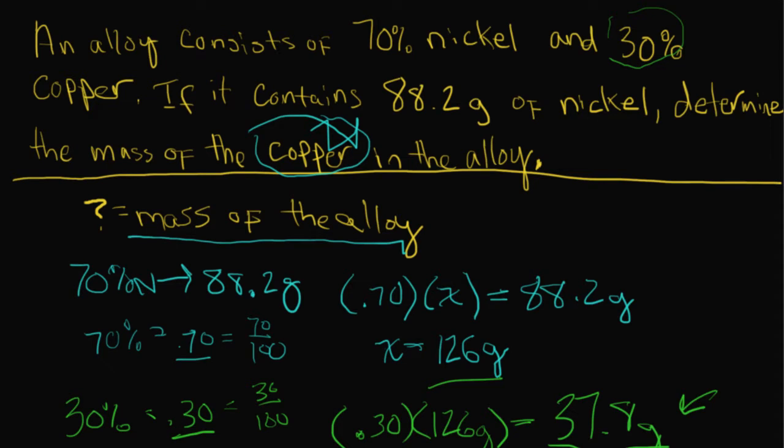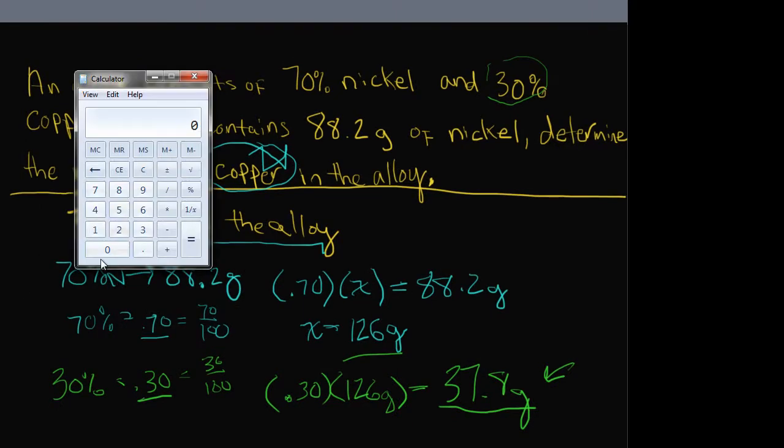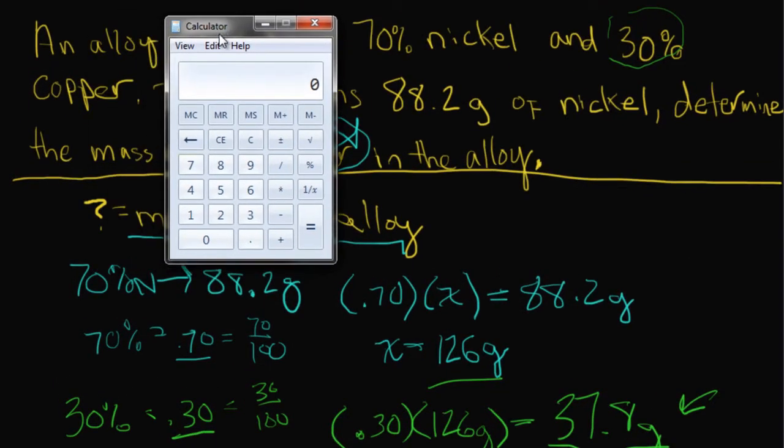Okay, so before we finish, let's do a check. Really, if you think about it, 88.2 plus 37.8 should equal 126, because it's 70 and 30. 70% plus 30% is 100%. The whole alloy weighs 126 grams, so these should weigh 126 grams. Since this is true here, it means our answer is probably correct.